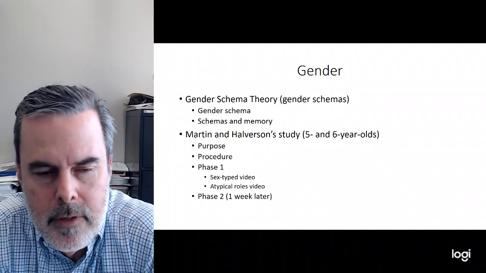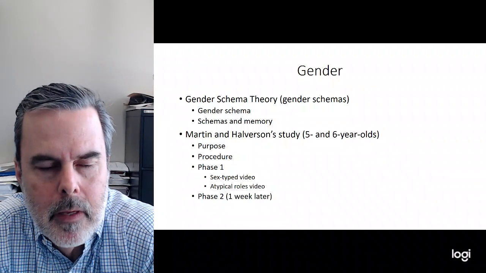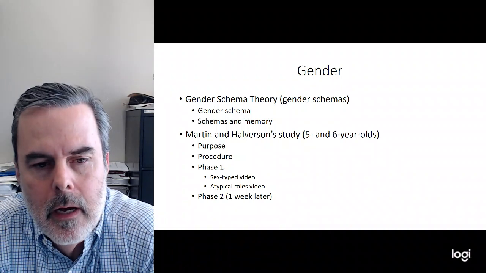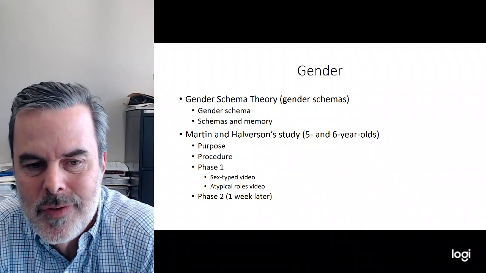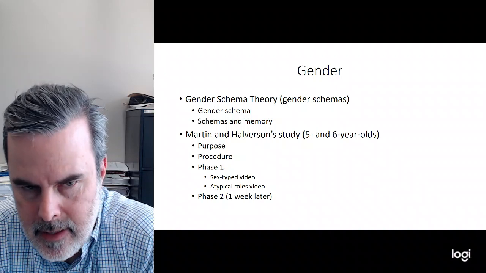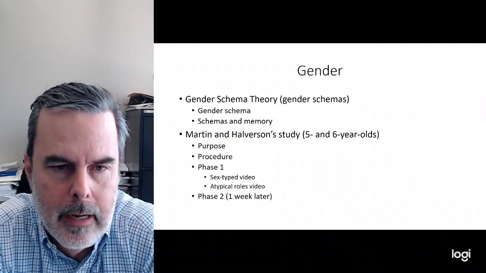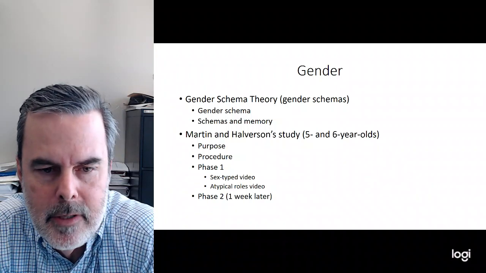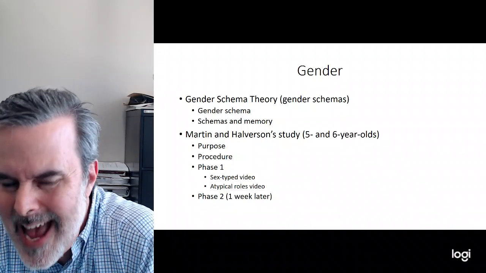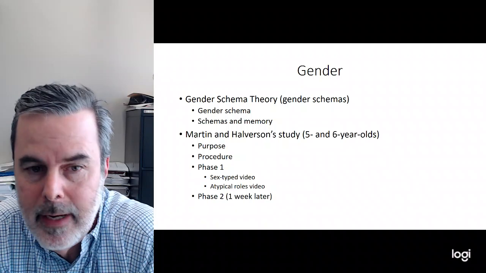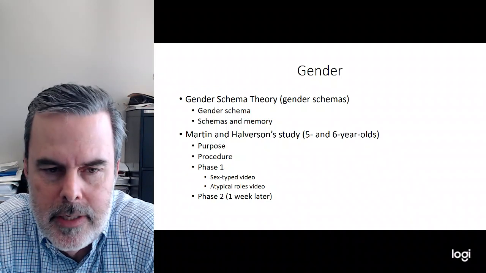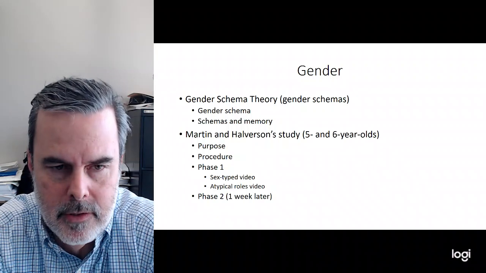And the question was whether kids would be able to accurately remember what they had seen in these 2 videos later on. And this brings me to phase 2, which occurred 1 week later when kids returned to the laboratory environment to have their memories tested for what they had seen 1 week prior. And the key question was whether the accuracies of the memories would differ in the 2 conditions, and they did.